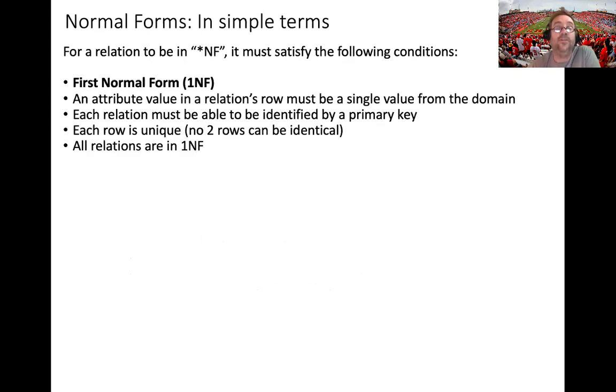So let's just remind ourselves, for a relation to be in a normal form, it must satisfy the following conditions. First normal form: an attribute value in a relation's row must be a single value from the domain. Okay, that's fine. We don't allow multiple values in our relations at this stage. Each relation must be able to be identified by a primary key. That's fine. So we've identified a non-null attribute.